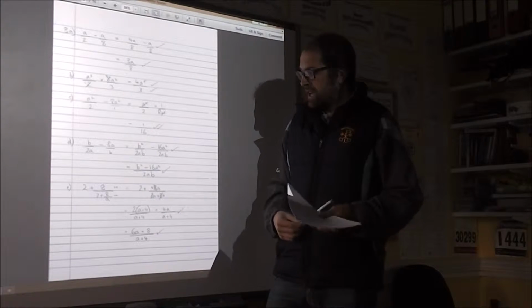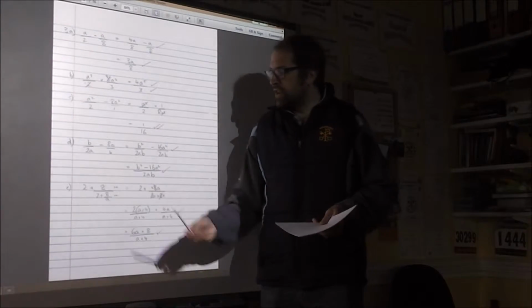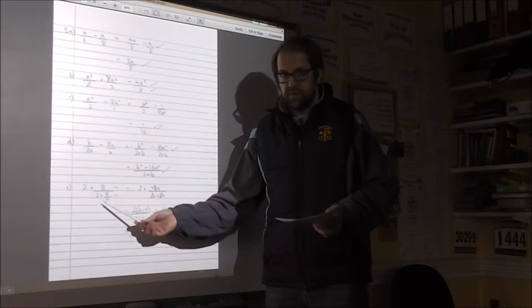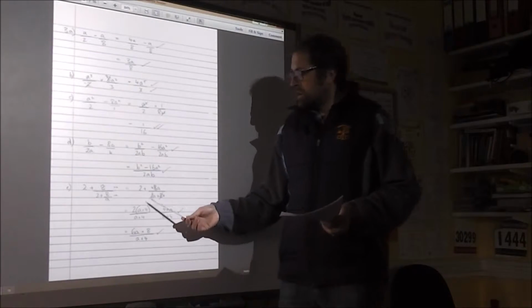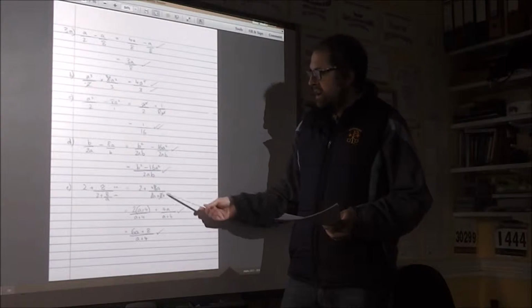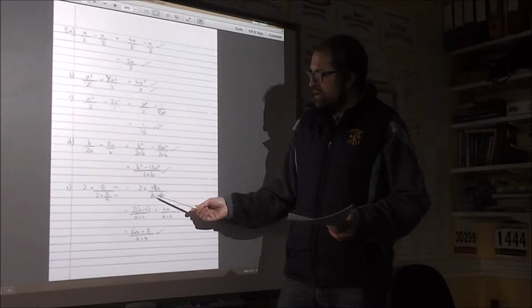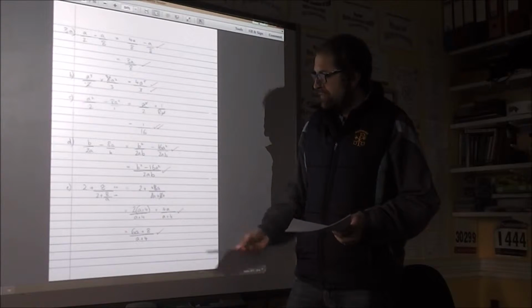In the final section, part E, was quite tricky. I took the fraction bit here, I multiplied top and bottom by a, which meant I had 2 plus 8a over 2a plus 8. I then cancelled the 2, because there's a common factor in all of those of 2.